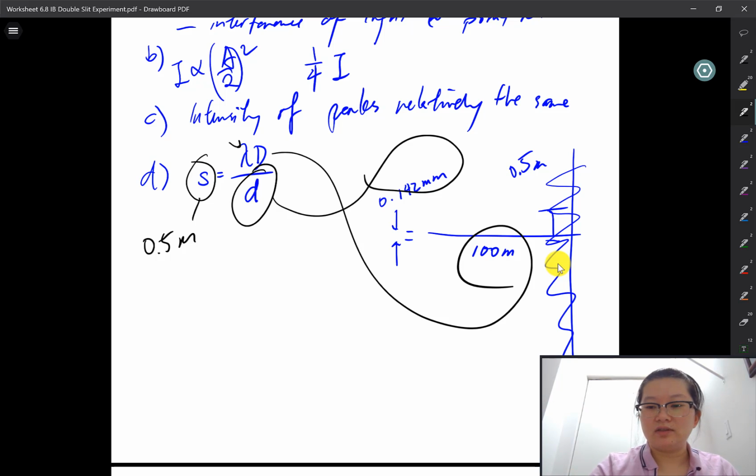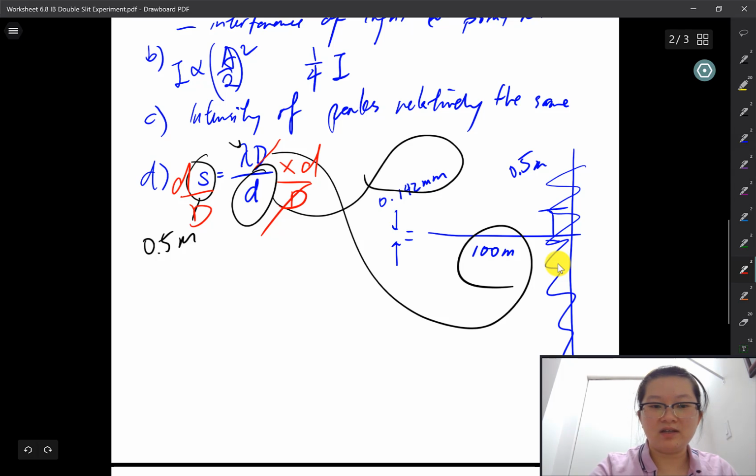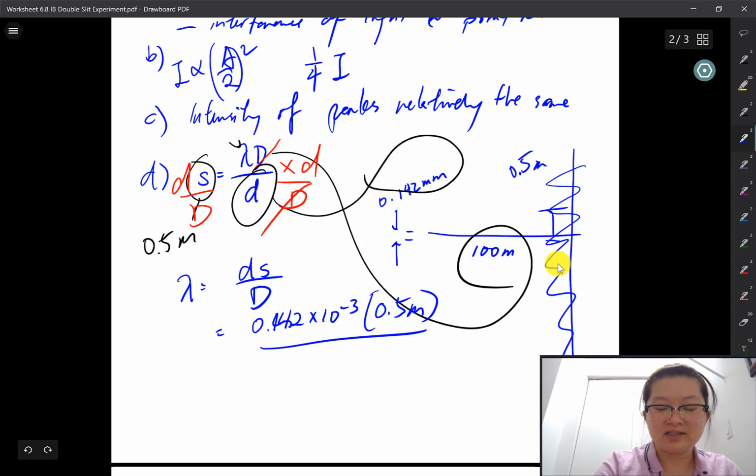So to solve for lambda, we rearrange this, multiplying by d on both sides and dividing by the big D to isolate lambda, which then is equal to small d times s divided by big D, in which we substitute in all our numbers. Small d is 0.142 times 10 to the power negative 3, because it's in millimeters. Separation between the peaks is 0.5 meters. And last but not least, the distance to the screen is 100 meters.